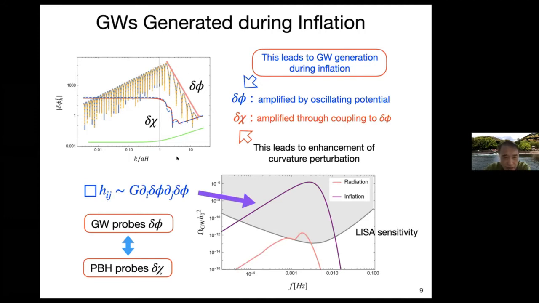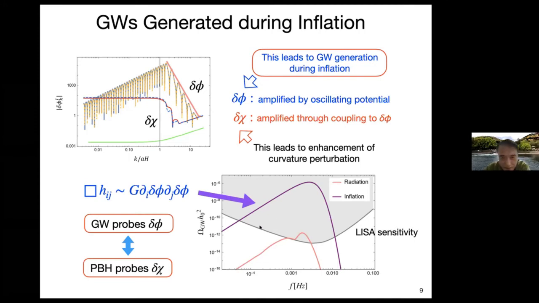This happens while these fields are within the horizon. For the parameters which give rise to abundant primordial black holes, we find the gravitational wave generated during the inflationary stage is much greater than the standard induced gravitational wave from the curvature perturbation. For example, in this case, compared with the LISA sensitivity curve, it can be, I don't know, 3 or 4 or 5 orders of magnitude greater than the LISA sensitivity. So this can be easily tested by LISA.